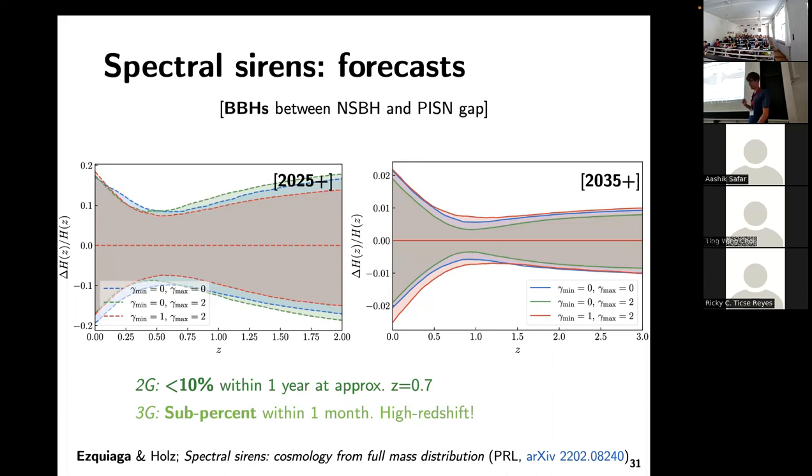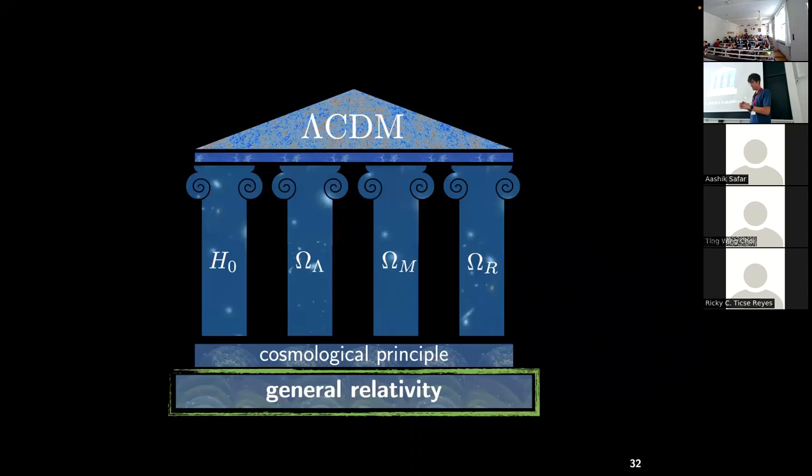So I have many more slides, but I think I'm already out of time. I just want to say before taking more questions that not only with this type of standard siren analysis can you constrain the cosmological parameters, but you can also test the foundations of general relativity. For example, testing if the gravitational waves travel at the speed of light, if the luminosity distance scales as it is predicted by general relativity, and many other probes. But I think it's best to take questions if there are more, and thank you for your attention.